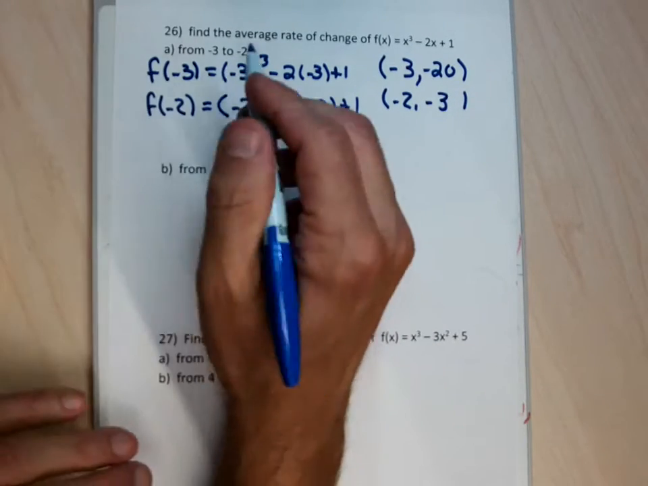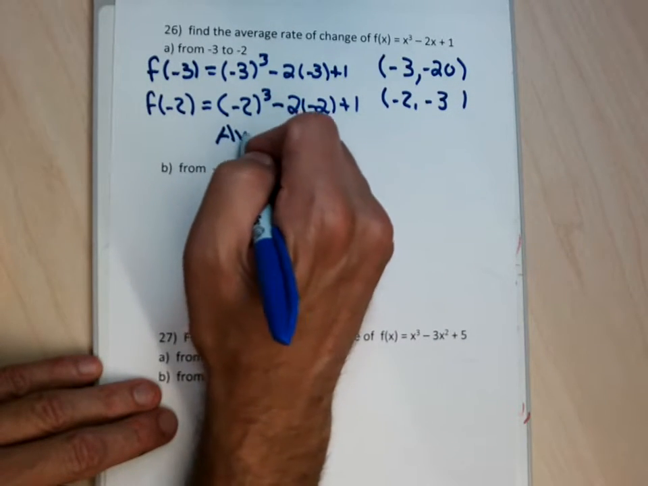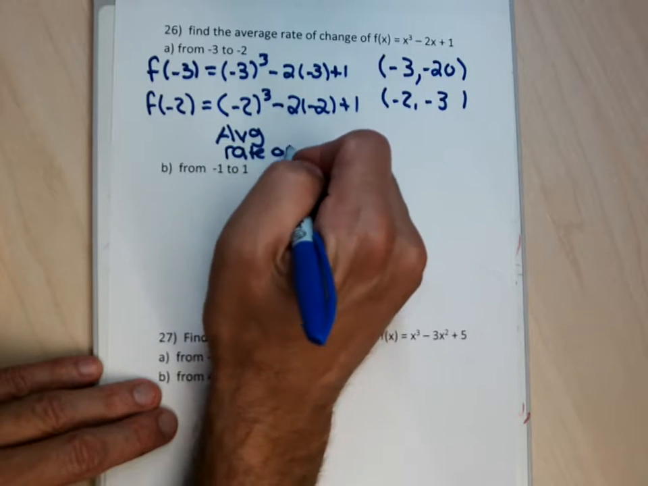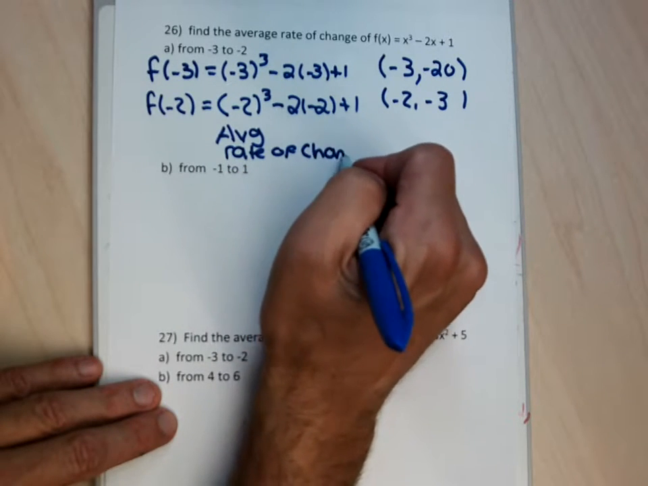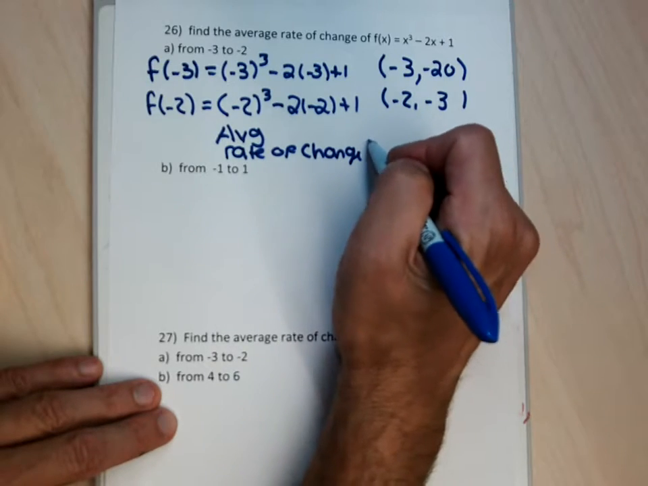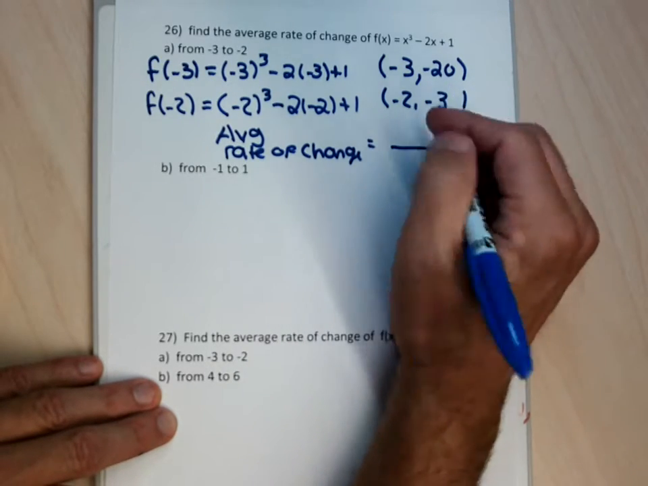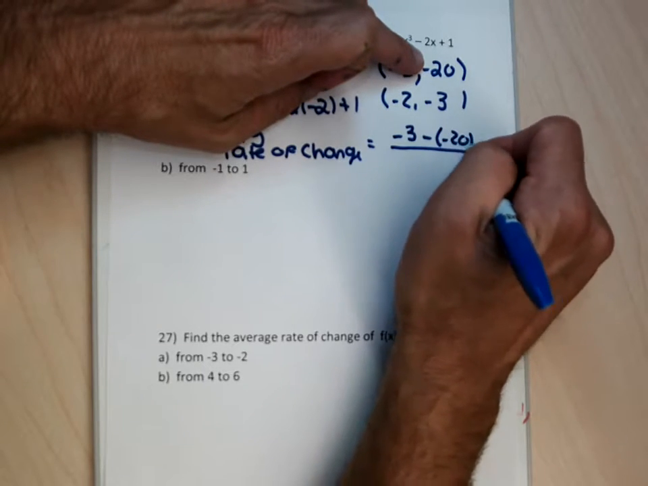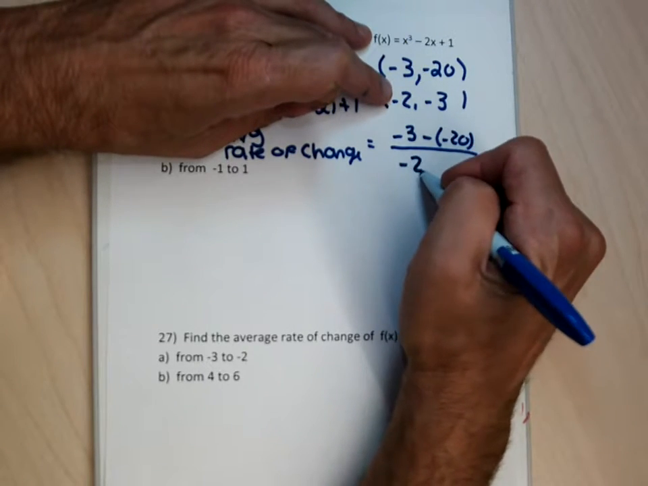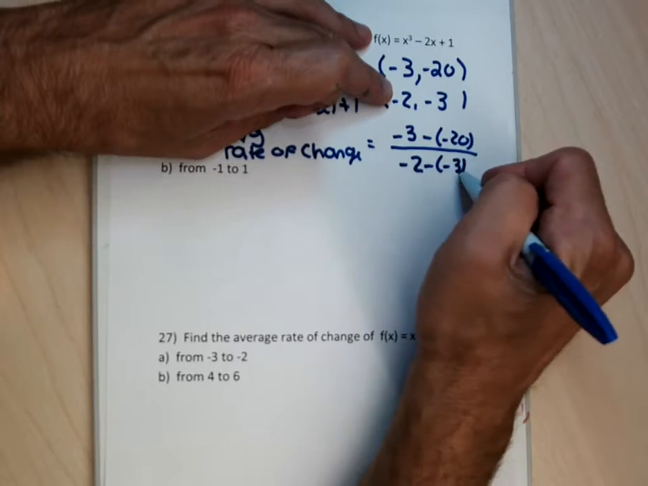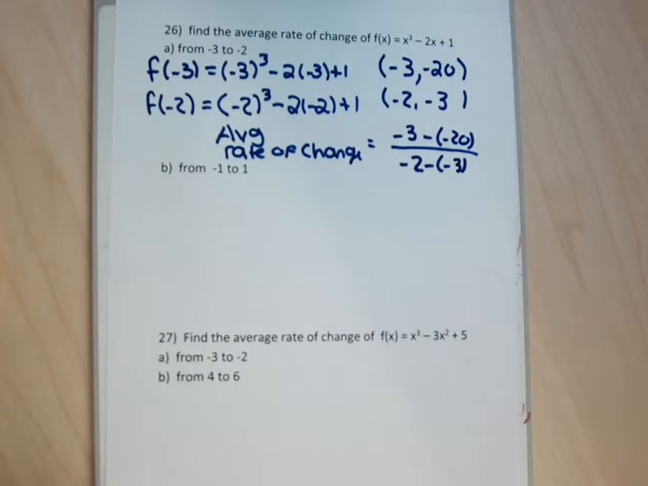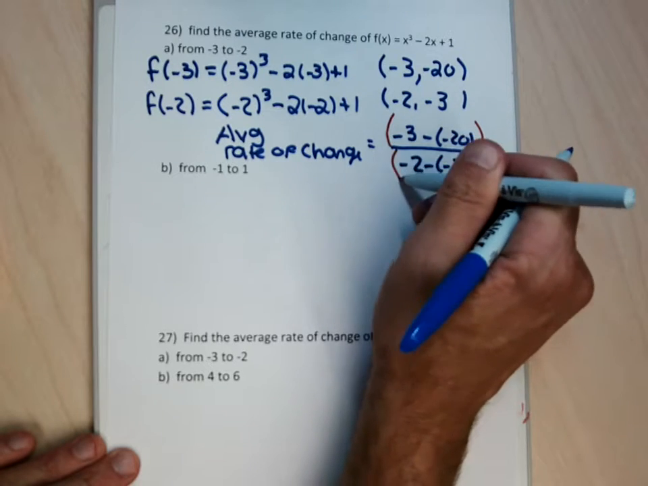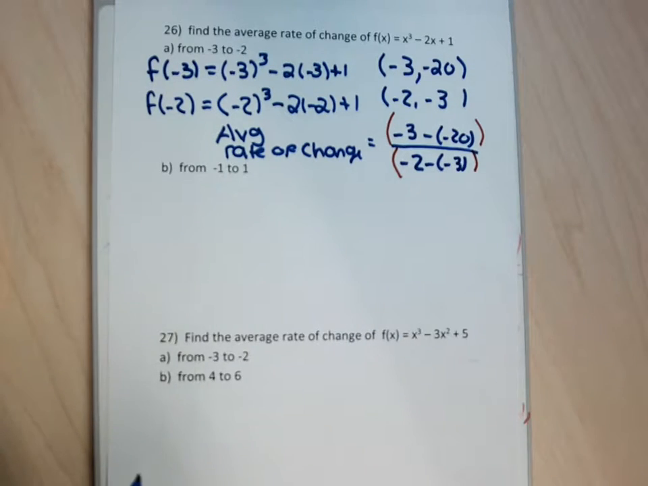My average rate of change is going to equal y2, which is negative 3, minus y1, which is negative 20, over x2, which is negative 2, minus x1, which is negative 3. I'm going to do this all on my calculator. To do this on my calculator, the entire numerator and the entire denominator need to go in separate parentheses.